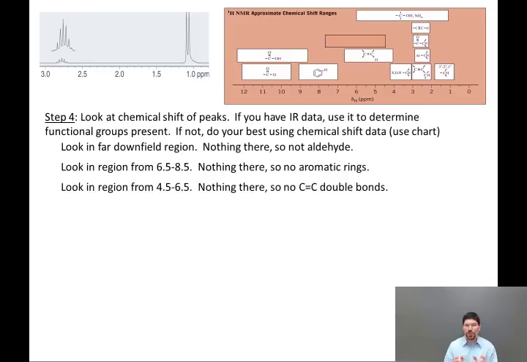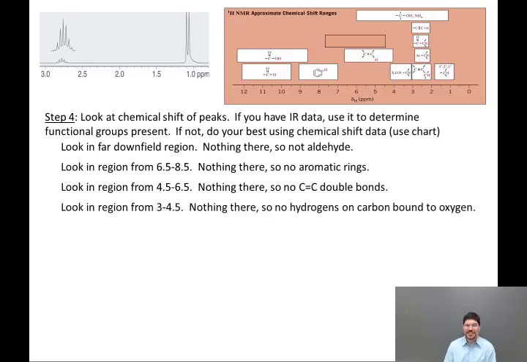Third, look in the region from 4.5 to 6.5. That is the alkene region. Once again, there's nothing there, so there's no carbon-carbon double bonds, or at least no carbon-carbon double bonds that have hydrogens on them. But given that we have 14 hydrogens in this molecule, it's pretty unlikely.